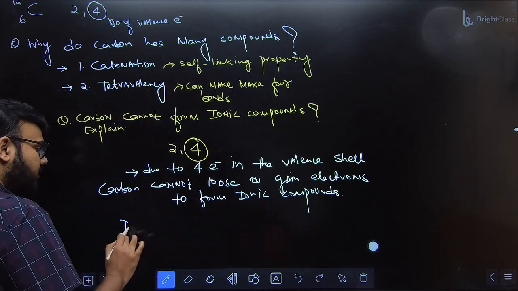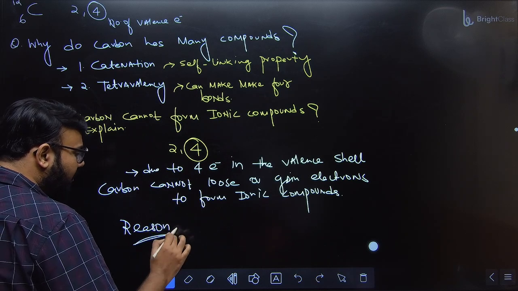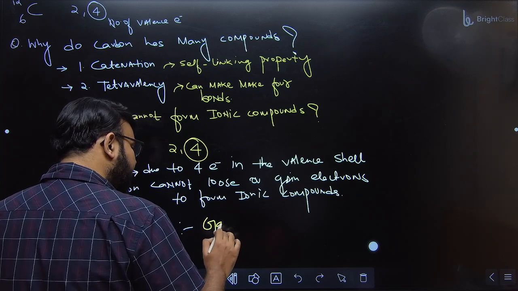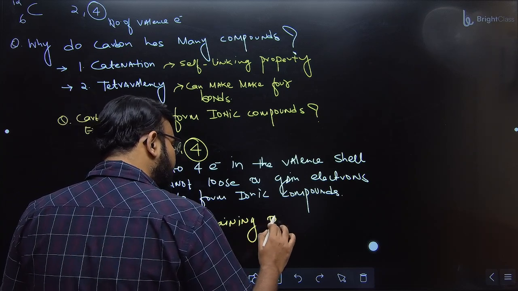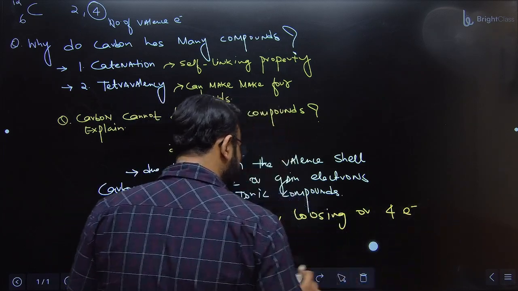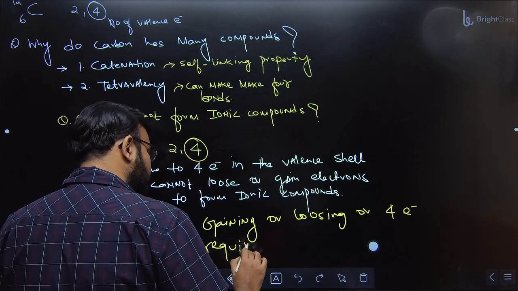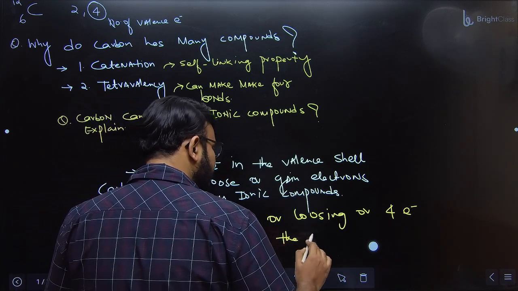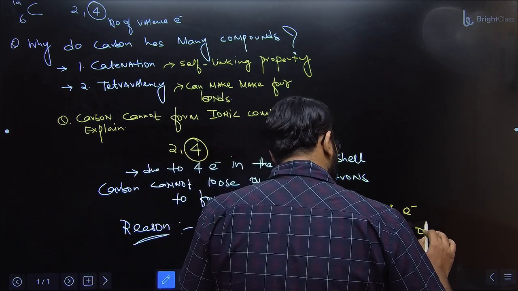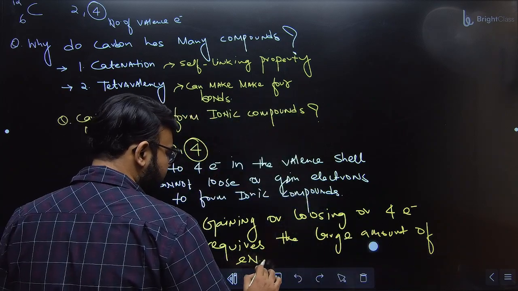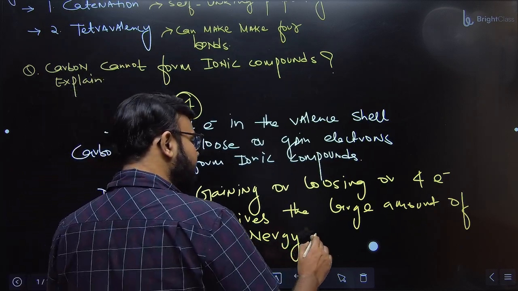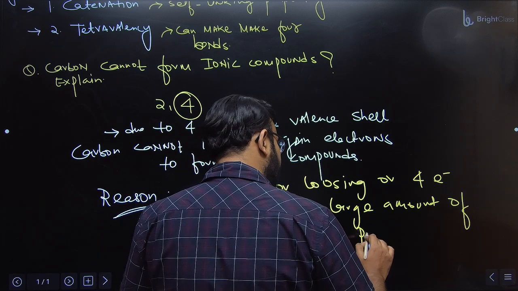So write down the reason, students, why it cannot gain or lose 4 electrons. The reason is very simple. Gaining or losing of 4 electrons requires a large amount of energy. Both gain and loss require a large amount of energy, which is practically not possible.